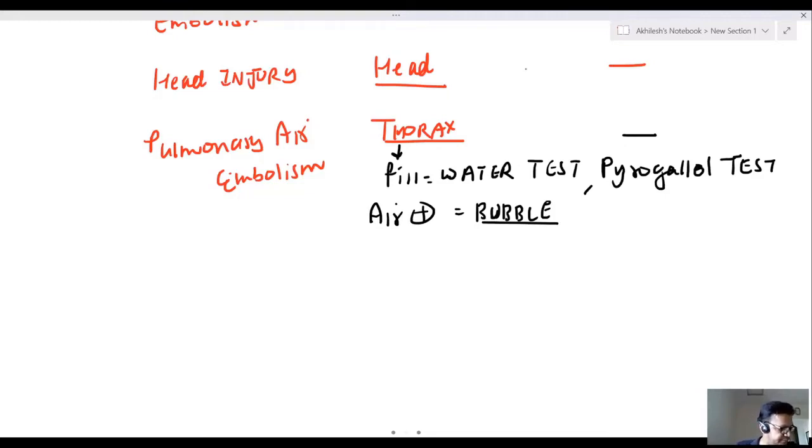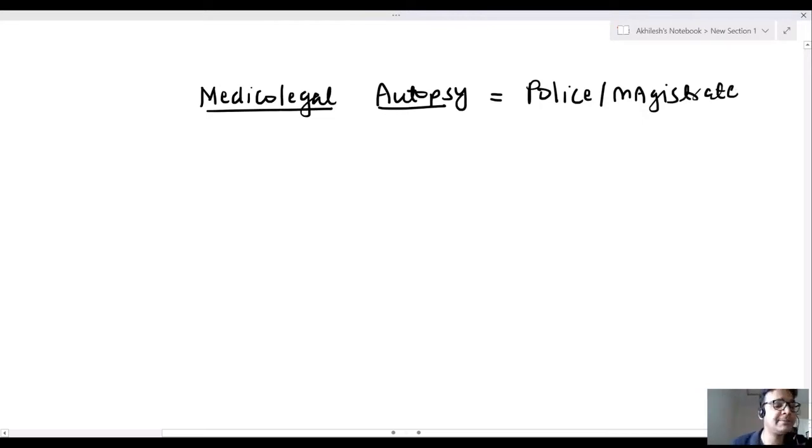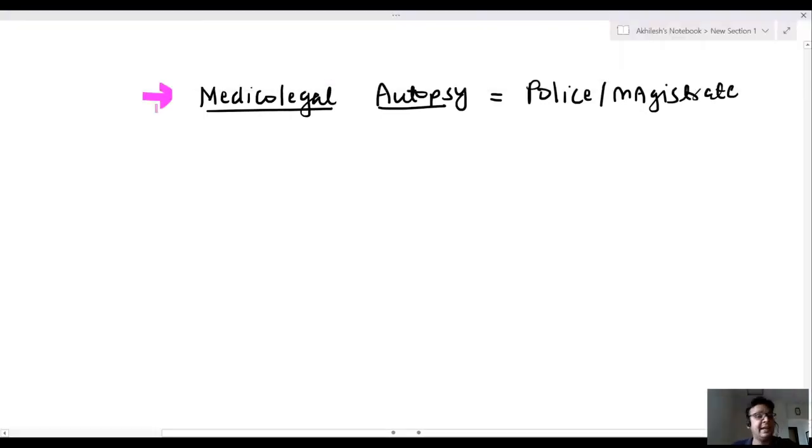Now, sir, very important word comes. Medico-legal autopsy. Type of autopsy. Yesterday we discussed what is medico-legal autopsy, which is done as a medico-legal case and done by police or magistrate request. Like any murder case, any suicide case, any unnatural death, sir, there is medico-legal autopsy. Like Sushant case was a very simple example of medico-legal autopsy.